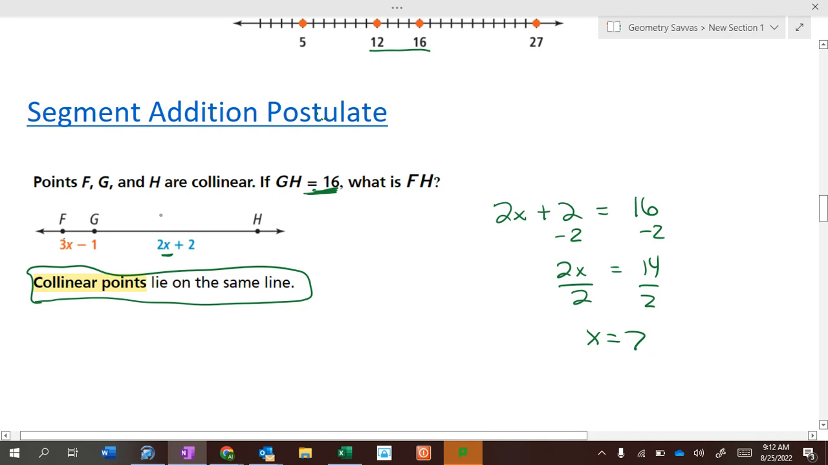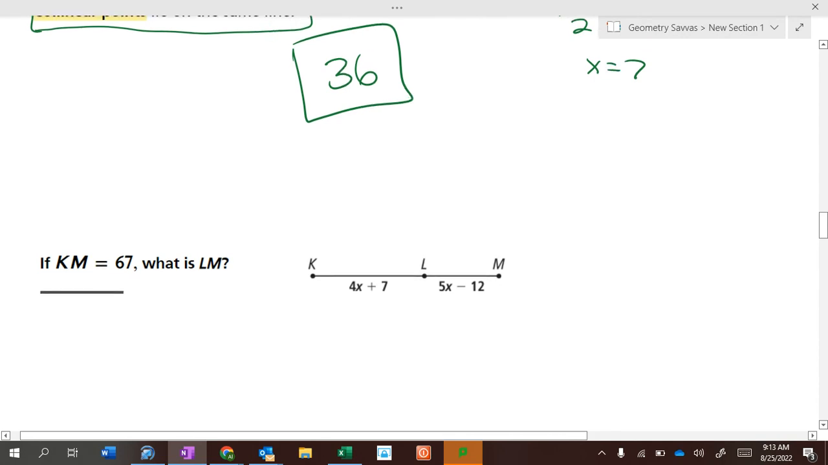So we're going to stick the 7 in here and we get 16. Stick the 7 in here. 3 times 7 is 21 minus 1 is 20. It looks like FG is shorter than GH. But in fact, FG is actually longer. Don't you always use a picture to think, well, that doesn't make sense? Okay? You got to use what they give you. And most of the time, the picture will make sense. Here, the picture doesn't. How long is FH? Well, it is 36 long. Okay? So you're going to be doing some algebra here.